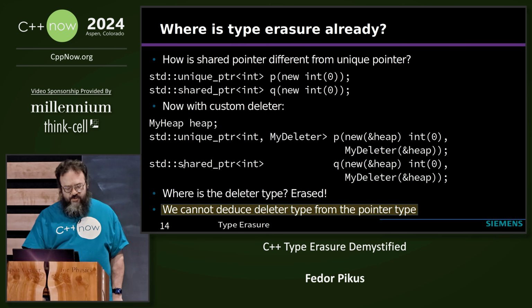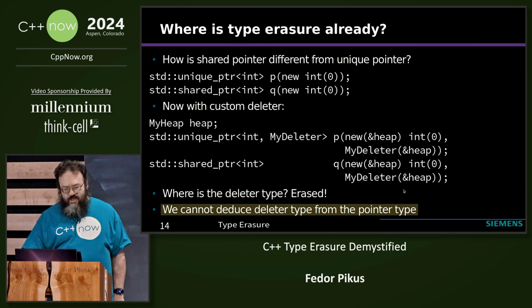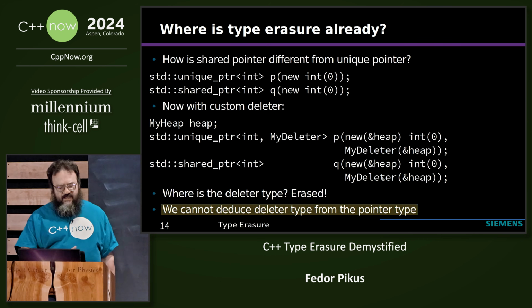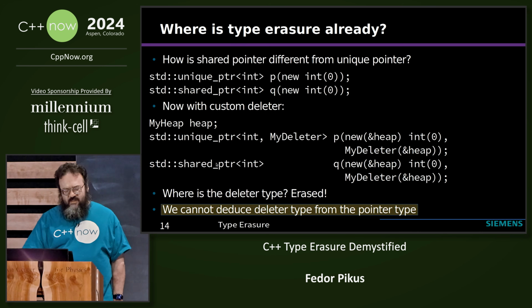So if you have an object of type shared pointer, you cannot deduce which deleter was used to construct it, because the type of all shared pointers was the same, data type int, but different deleters, all these shared pointers have exactly the same type. So the deleter type has been erased. That's what it means to erase a type. This is the last mention of the deleter type in your code. From this point forward, you won't see this type again, as long as you're dealing with the shared pointer.